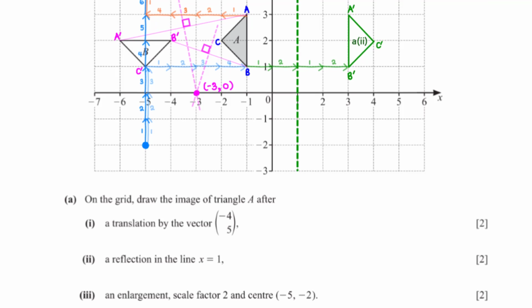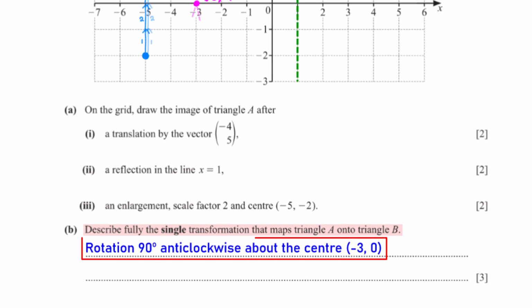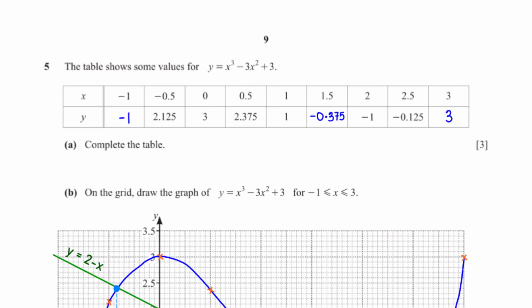And so the full description for the transformation will be rotation 90 degrees anti-clockwise about the center (-3, 0). The table shows some values for y equals x cubed minus 3x squared plus 3. Complete the table. When we substitute x equals -1 into the equation, we get y equals -1.